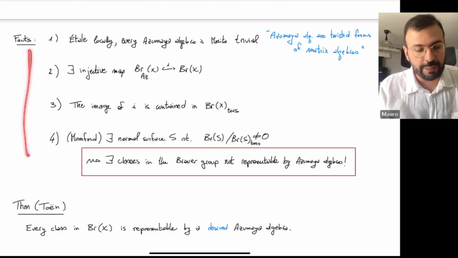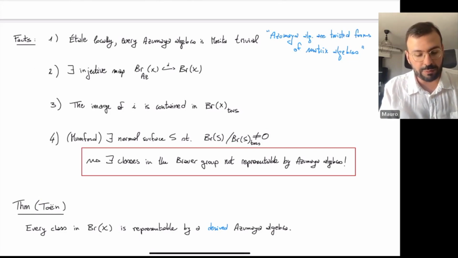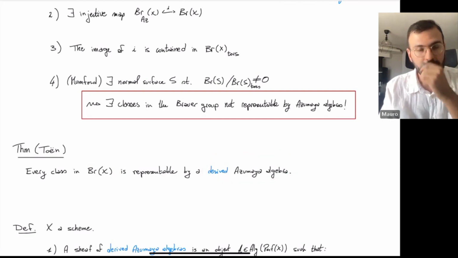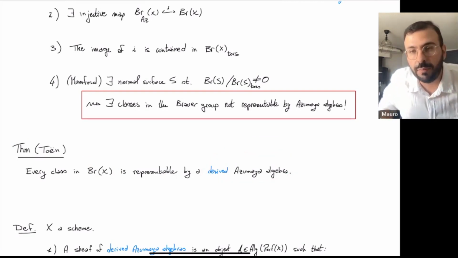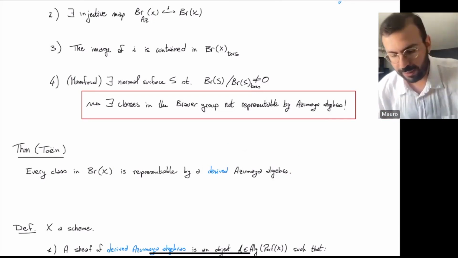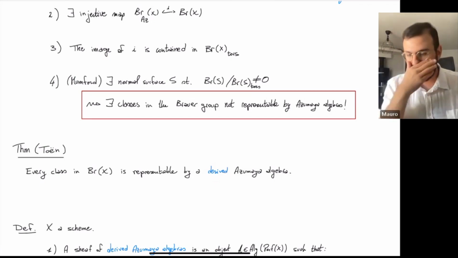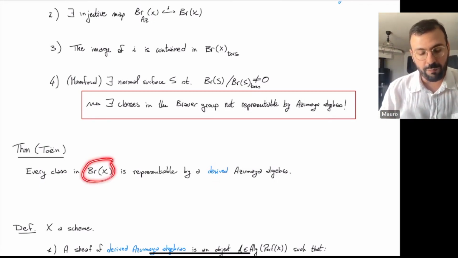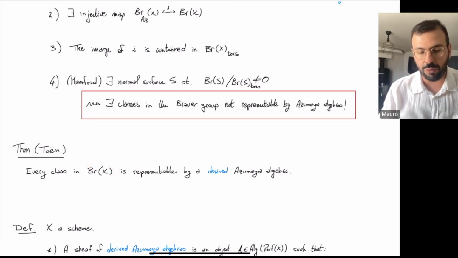And now, this was the state of the art until 2012, but then Toën proved this result, which is that every class in the Brauer group is actually representable by a derived Azumaya algebra. And so the point is that if we change a little bit and we allow for this adjective derived, then everything gets representable. And so we get, let's say, a full understanding of classes there in terms of somehow more concrete objects.